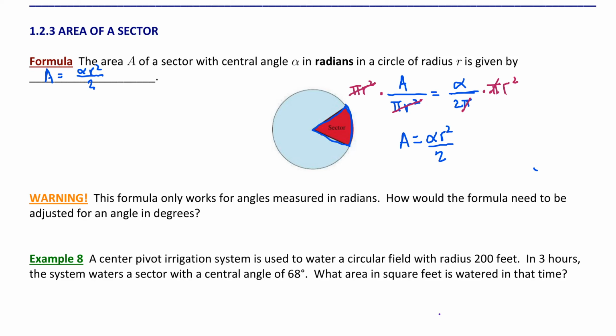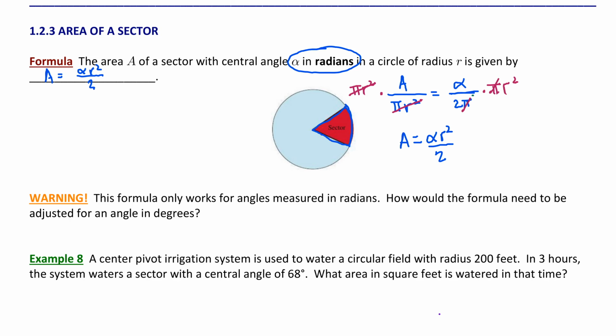Now, it's important to remember where these formulas come from. In fact, if I can remember where it comes from, I'm more likely to remember the formula. So the area of a sector is given as alpha r squared over 2. Now, just as we saw with the arc length formula, we have made the assumption that alpha is measured in radians. So this particular formula only works if the angle is given in radians.